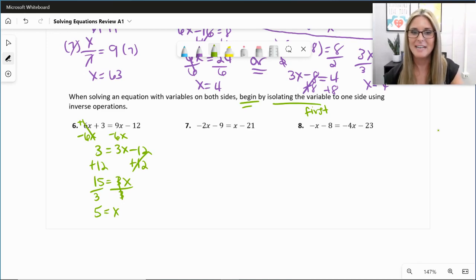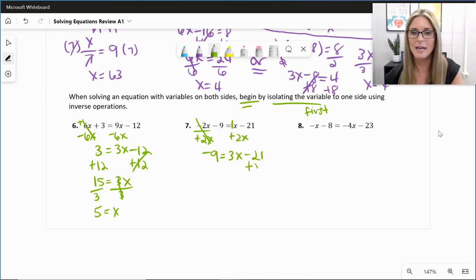Number 7, negative 2x minus 9 equals 3x minus 21. So I always said I get rid of the smallest variable first. Negative 2 is smaller than an understood 1x. So I'm going to get rid of that negative 2x by adding 2x to both sides. I'm left with negative 9 equals, this was an understood 1x plus 2x makes 3x minus 21.